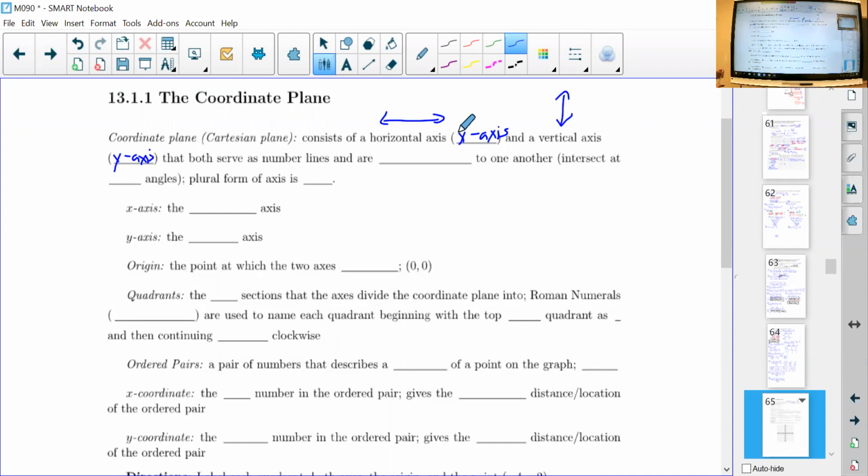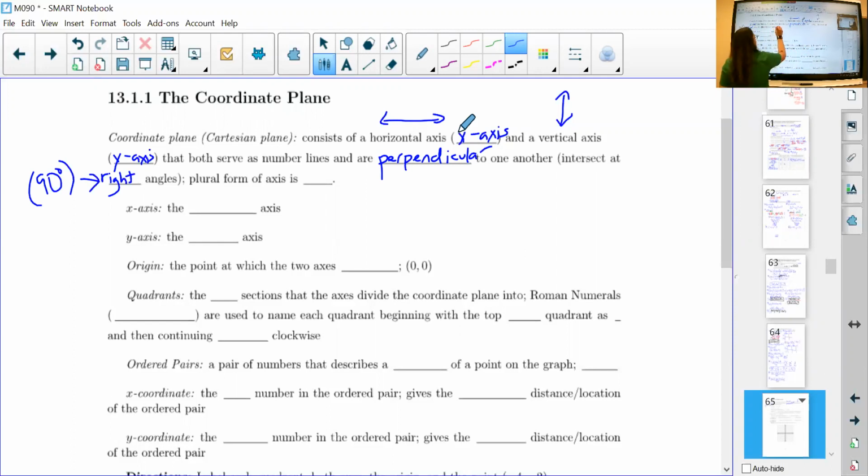They both serve as number lines, and they are perpendicular to one another, which means they intersect at what kind of angles? Take a moment and think about it. There are two correct answers here. You can either say right angles or 90-degree angles.